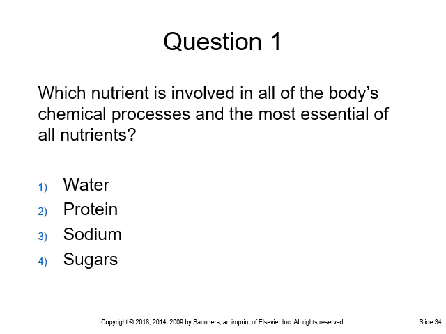The answer is water. The reason for this is water is the most essential of all nutrients. Again, the adult body is 50 to 60% water by weight. It is used in every body process, from digestion to absorption, to elimination, to secretions.